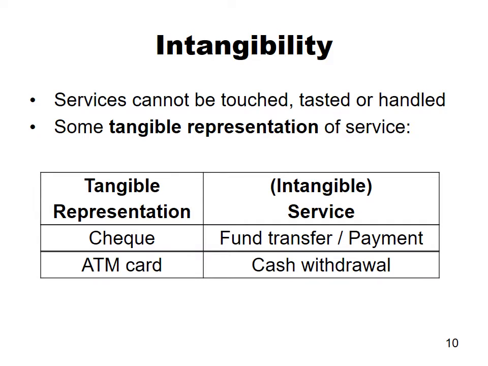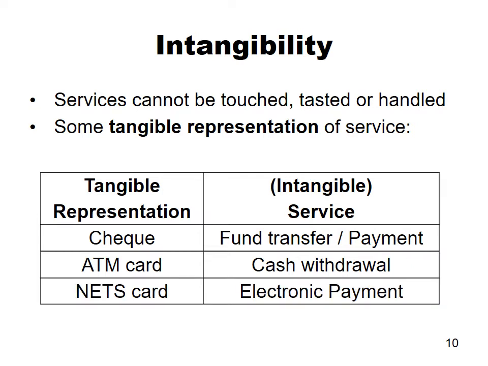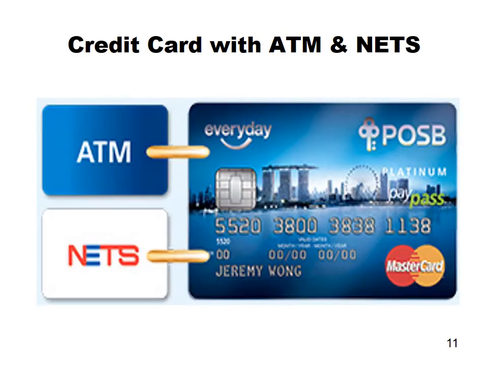Next, an ATM card is a representation of cash withdrawal. A NETS card is a representation of electronic payment, which is an intangible service. There's a credit card with ATM and NETS services.